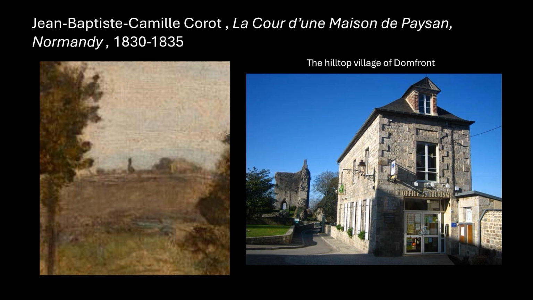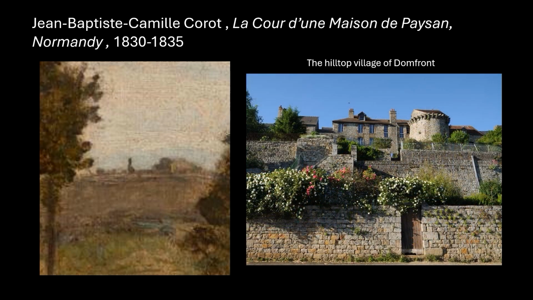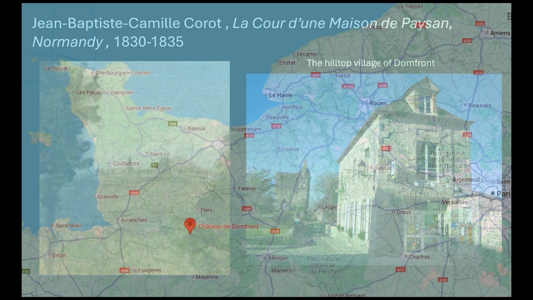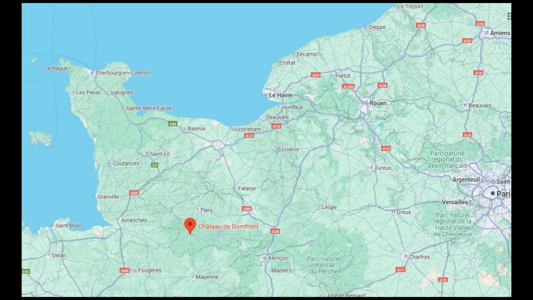The ruins is of an old castle called the Chateau de Domfront, which sits right next to the village that is surrounded by a wall with towers. What we're looking at across the valley is the village of Domfront. Now, Domfront is in the southwest part of Normandy. Corot was there, but according to the catalog information and one oil painting we were able to find, he was there in the 1850s. There's no indication he was there in the 1830s.